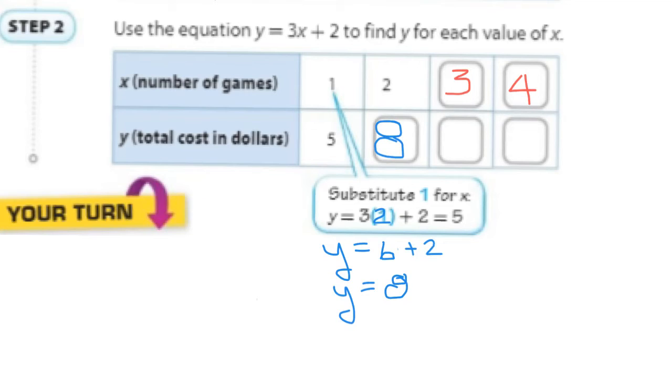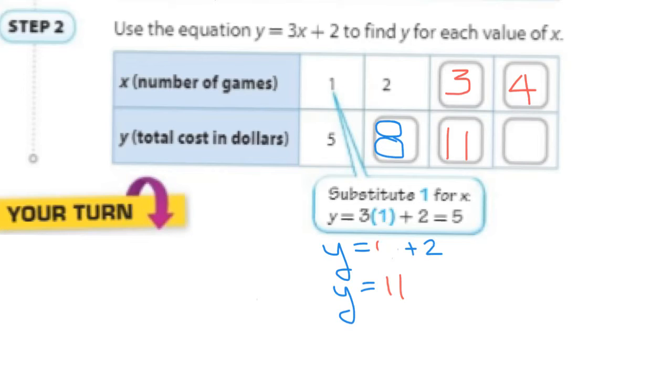Now let's try to use a 3 in place of the x. Come on, baby doll, get out of there. Good. Sometimes you gotta encourage it a little bit. So we're going to put a 3 in place of the x. 3 times 3 gives me 9. 9 plus the 2 gives me 11. So this time it'll be 11.